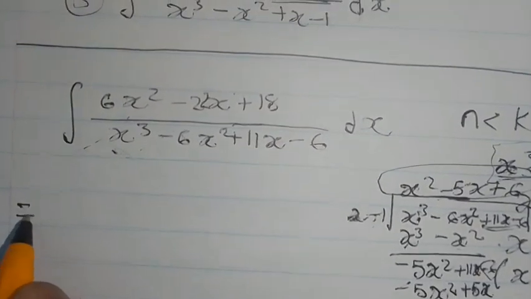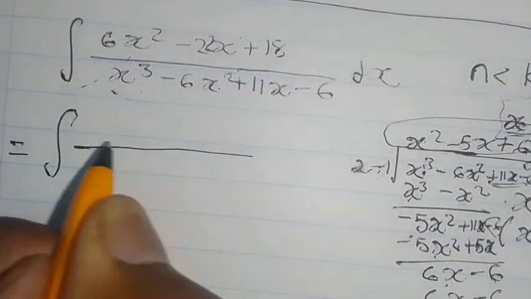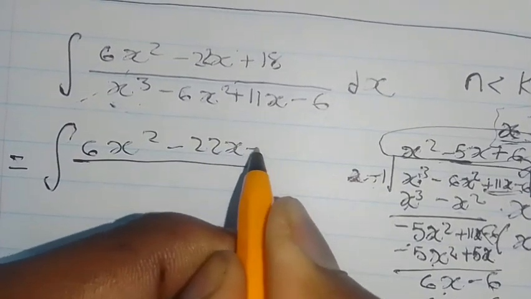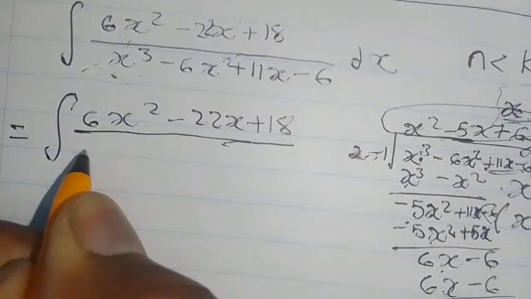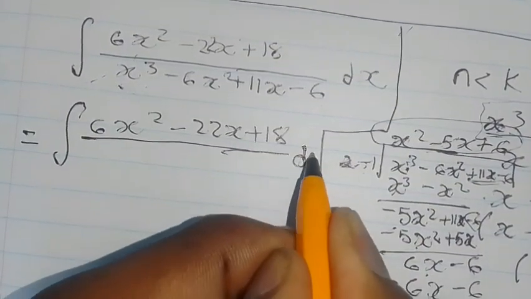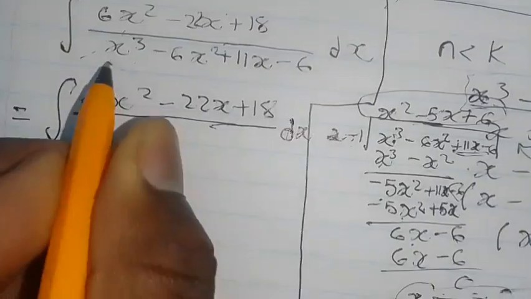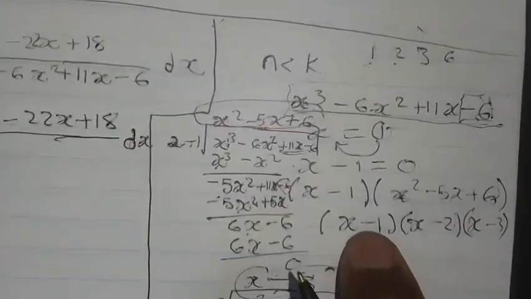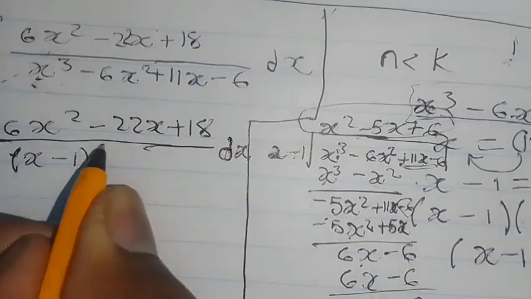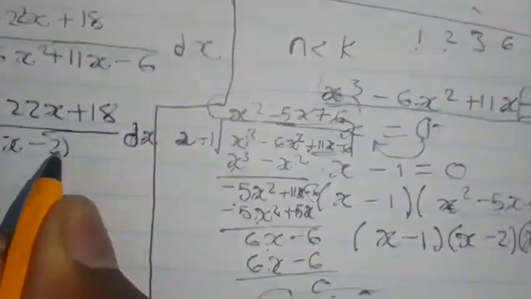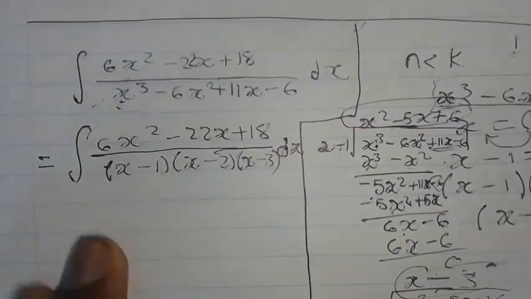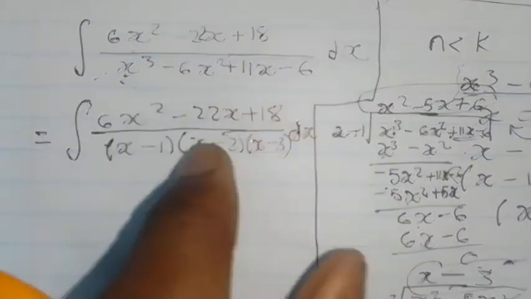So we can go there and say that we have 6x squared minus 22x plus 18, divided by, let me just separate this so you don't get confused. Divided by, now I factored this to be x minus 1, x minus 2, x minus 3. So that's how I factored the denominator completely. So that's how you can factor.